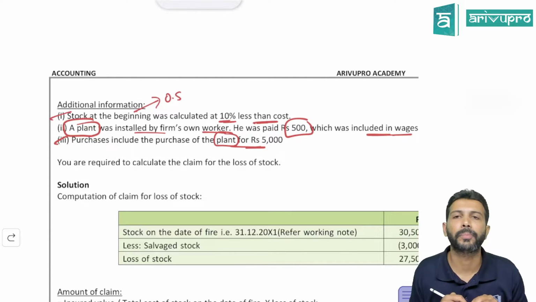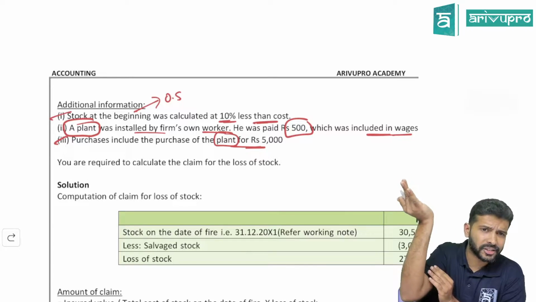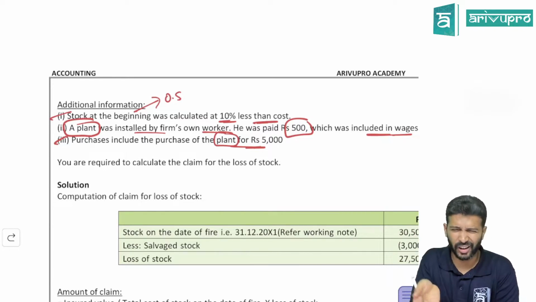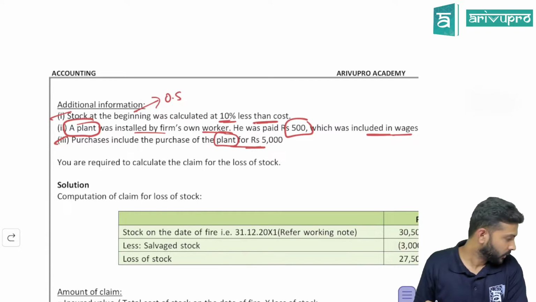So what we have to do? Purchase is unnecessarily increased. What do you have to do now? Reduce. I'll not tell the entry and all. You just have to reduce. Is it okay? Everyone? Okay.